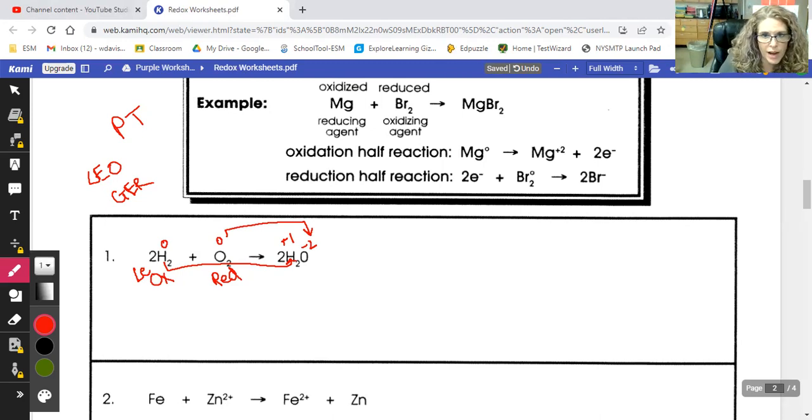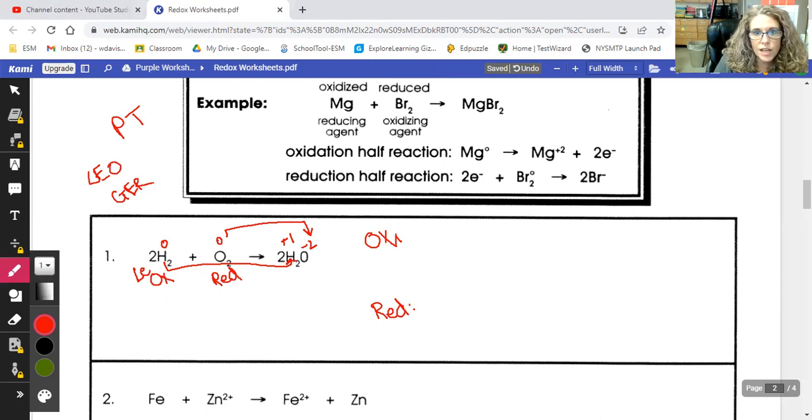So when we write our half reaction, I'm just going to write that here. So oxidized half reaction, and we're going to write a reduction half reaction. So our reduction half reaction, right? We're just going to split up this reaction into 2 separate reactions called half reactions.